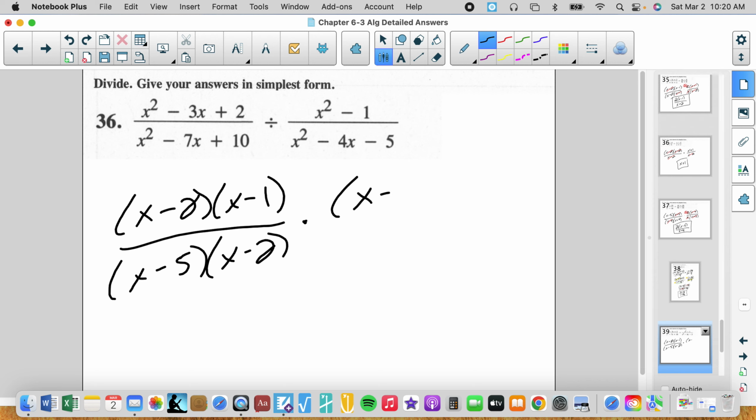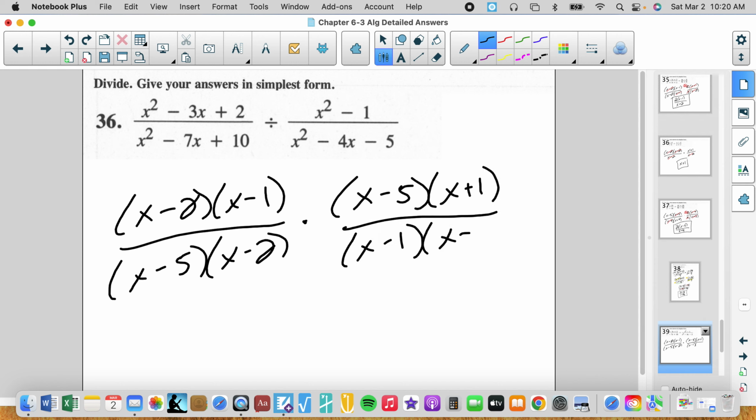This is x. The signs are different. Bigger is negative, so that's minus 5 plus 1. And this is the difference of squares. All right, that's a good one.